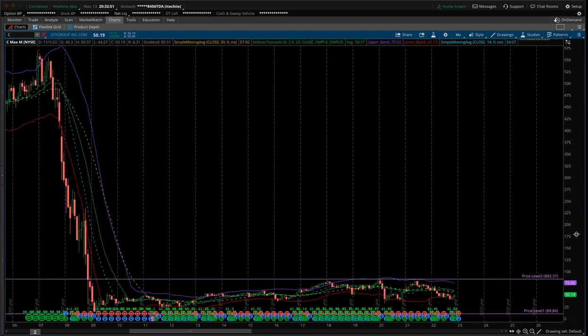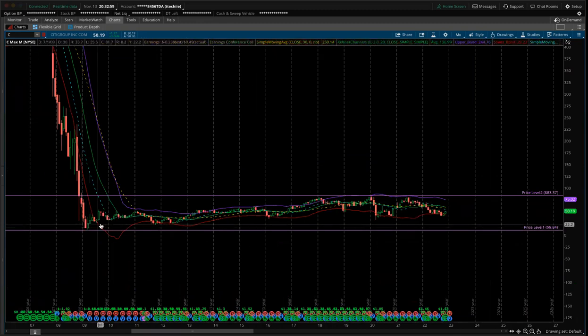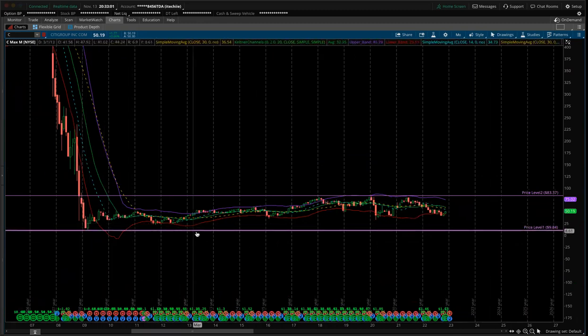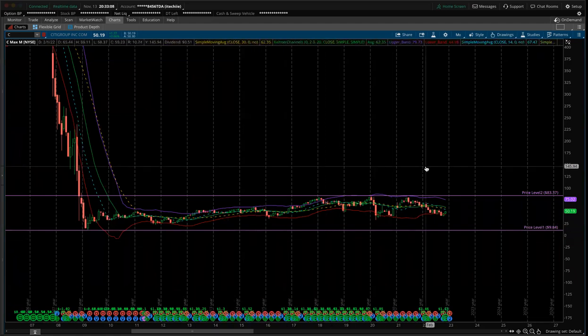If you look at C, you can call it a bear flag. You can just call it crazy, look how many years this is: 1, 2, 3, 4, 5, 6, 7, 8, 9, 10, 11, 12, 13, 14, 15 years. C has been stuck between 83 and $9.